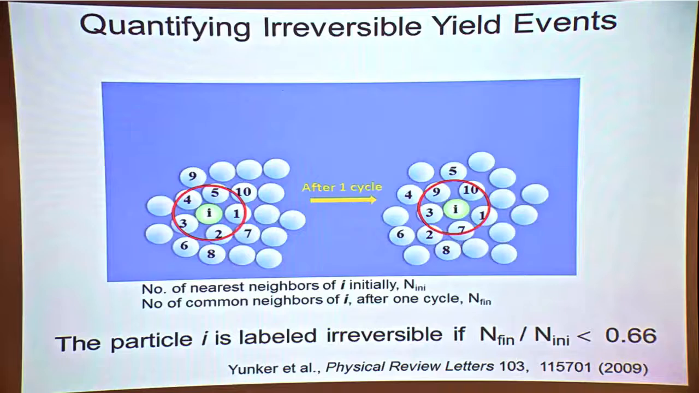So here what we are doing is following this approach. We look at the number of nearest neighbors, and we count the number of nearest neighbors of particle i. Initially, let's call it N initial, and after one cycle, we again count the number of nearest neighbors, because from the g of r, we know the cutoff distance.